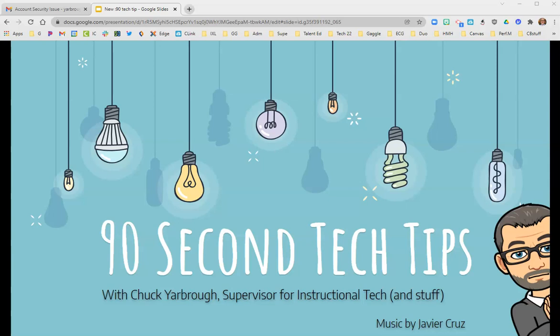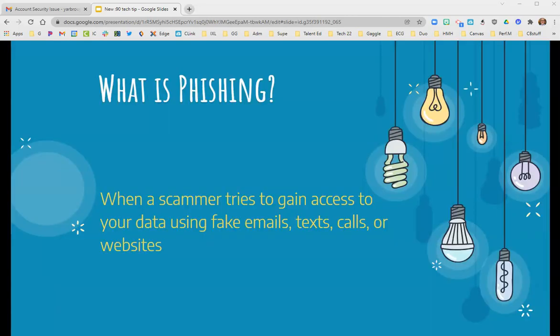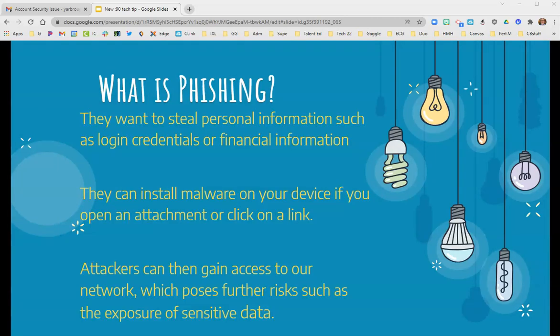Today's may run a little bit over because we've got a bigger topic to deal with here. Today I want to talk to you about phishing, one of the most common forms of email scams. If you're not familiar, a phishing attack is when a user tries to get access to some of your information. Most often in emails, we do see them in texts and other things, but today we're going to be looking at emails specifically. They're trying to get something from you that they can use to manipulate you or get access to something. They're looking to steal some sort of personal information.